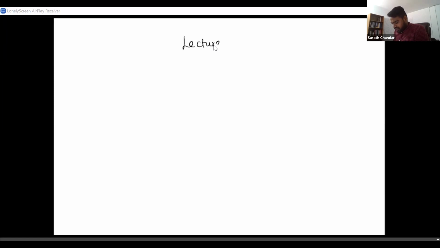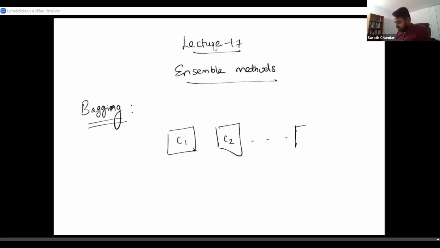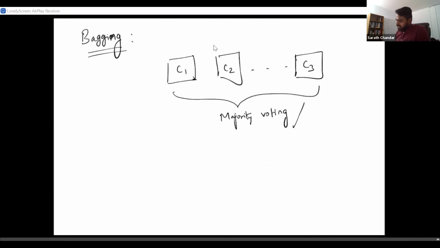We are continuing our discussion on ensemble methods. In the previous lecture, we discussed bagging classifiers. The basic idea behind bagging is you create k different data sets using the bootstrap method, and then you train k different classifiers. You get the predictions of these k classifiers and do majority voting if you're doing classification, or just take an average if you're doing regression.